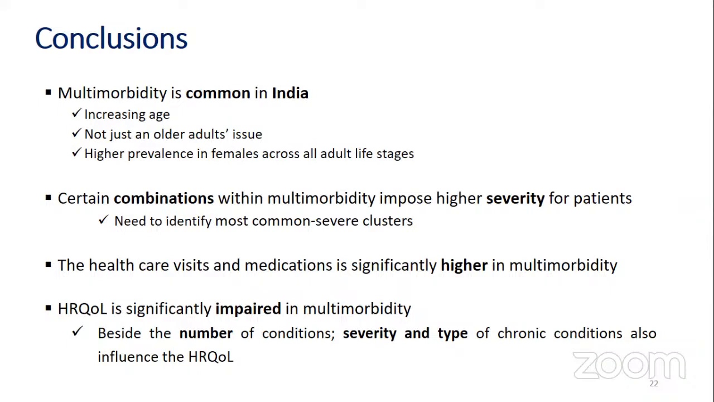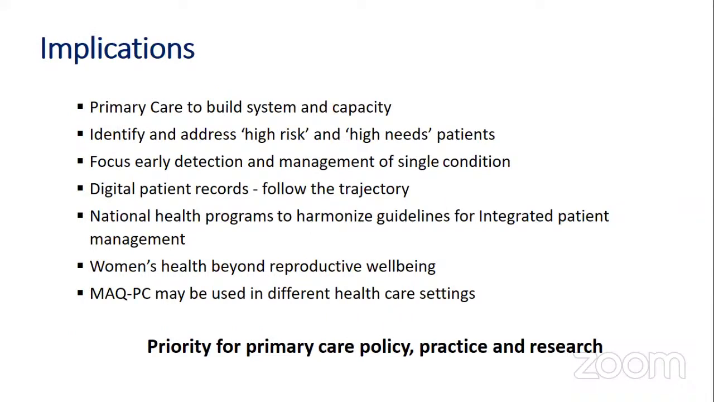Then health related quality of life is significantly impaired, and besides the number of conditions, the severity and type of chronic conditions also influence the health related quality of life. So what are the implications? We have already talked about the implications, but let us again jot them down.